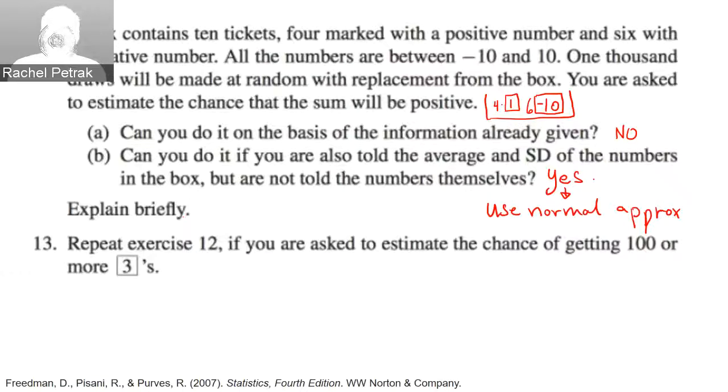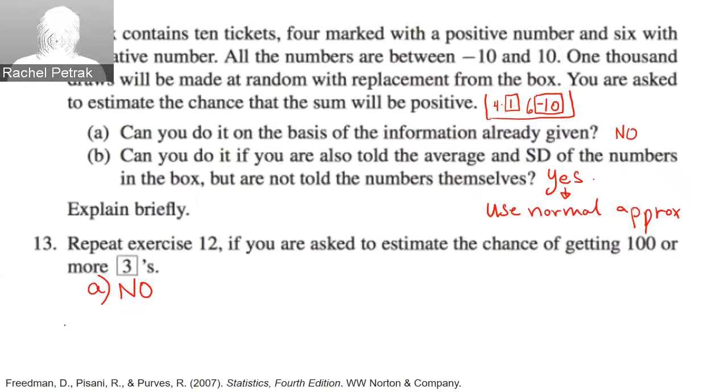Now, let's repeat this idea. Let's look at these questions again. If we're asked to estimate the chance of getting 100 or more threes, can we estimate the chance of getting 100 or more threes on the information already given? No. You need to know how many threes there are in the box.